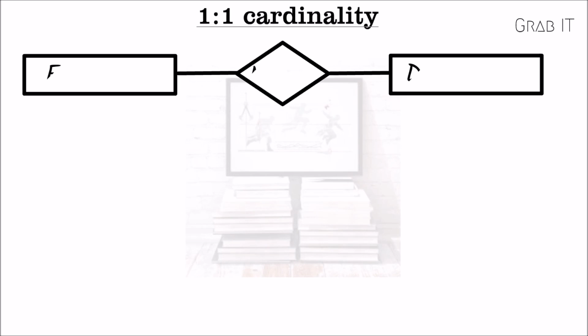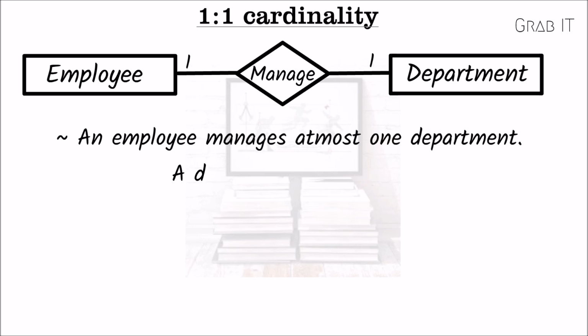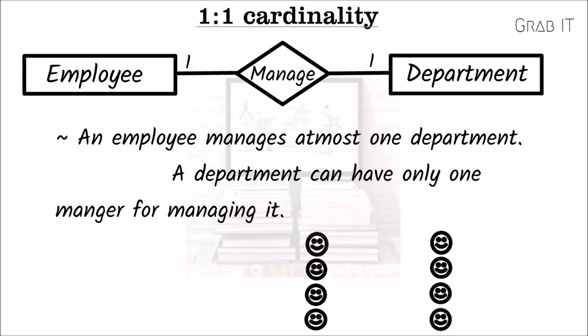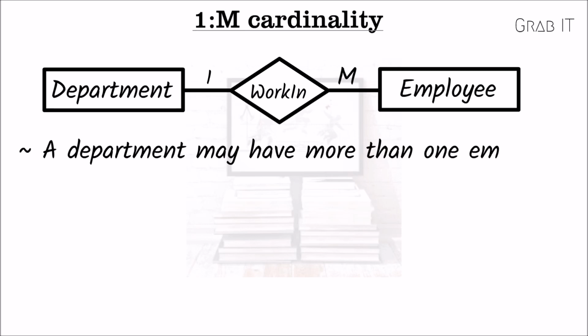1-to-1 cardinality. An employee manages at most one department. A department can have only one manager for managing it. One-to-many cardinality. A department may have more than one employee. Many employees may work in one department.